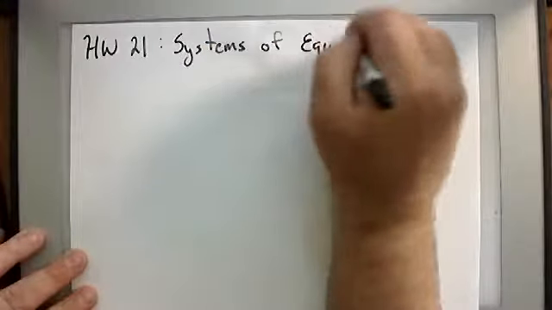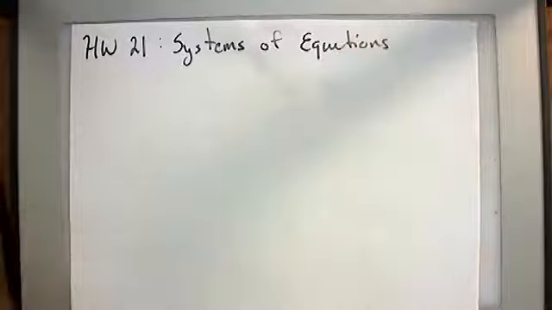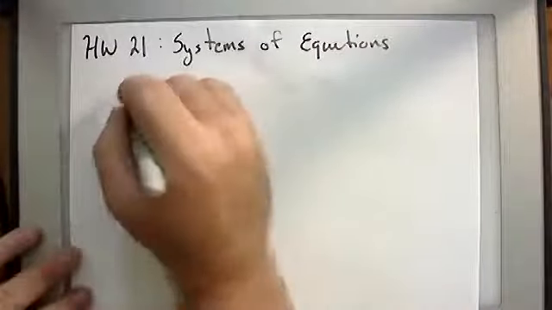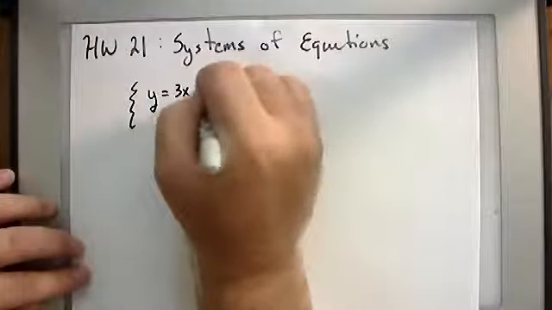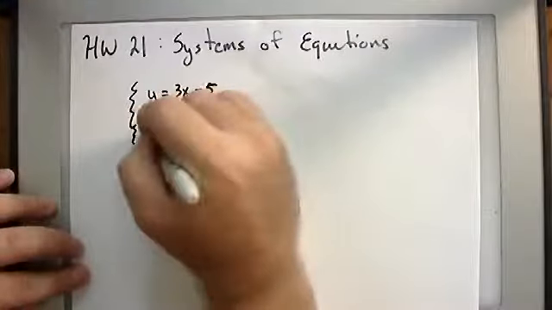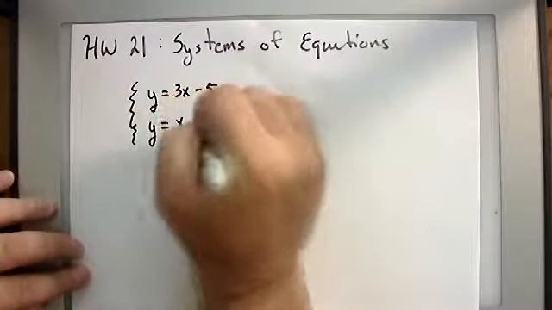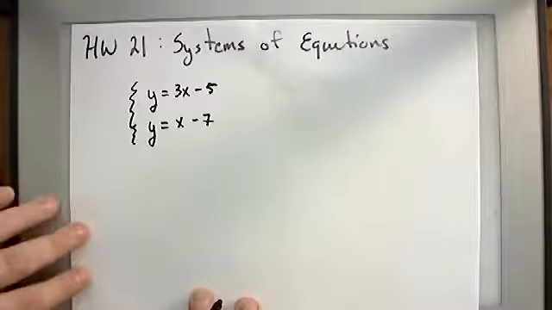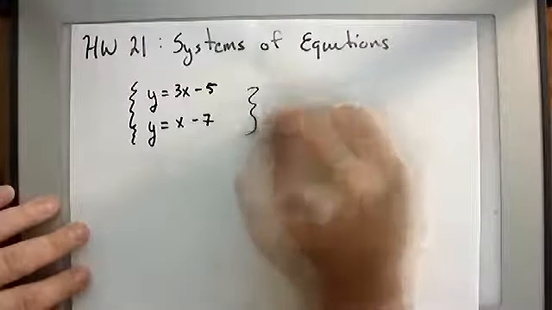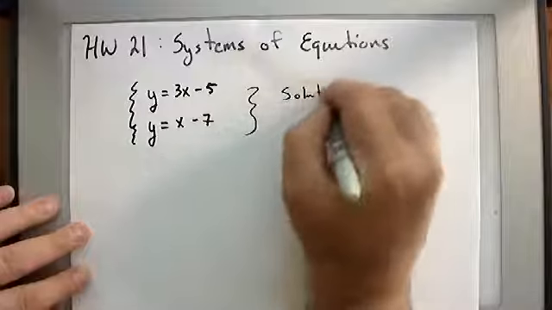Systems of equations. Fancy name, but really what it is is just two different equations you're going to solve at once. So, for example, a system might look like this: y equals 3x minus 5, and then below that they might have y equals x minus 7. That's a system of equations. Again, it's a fancy name for solving two equations at once. We're just trying to find a solution for both of these.